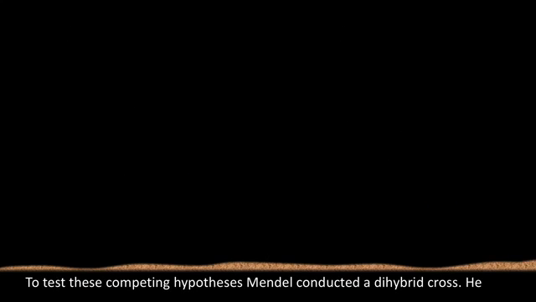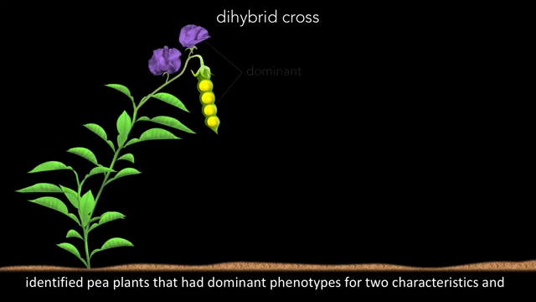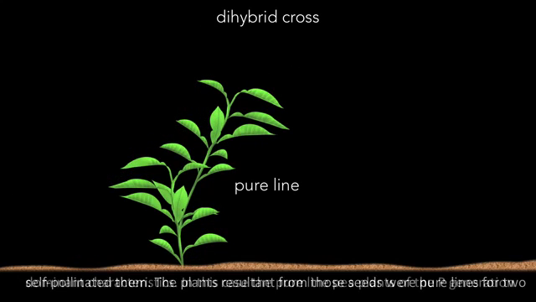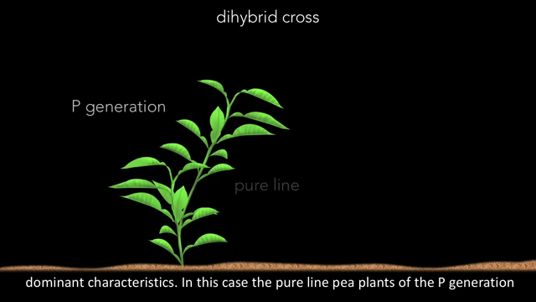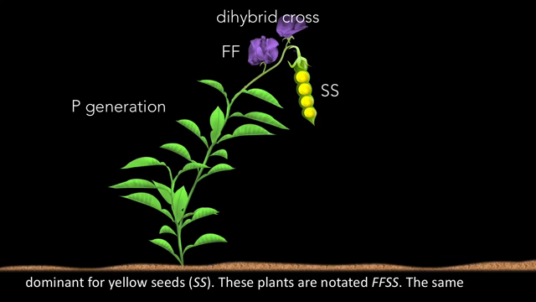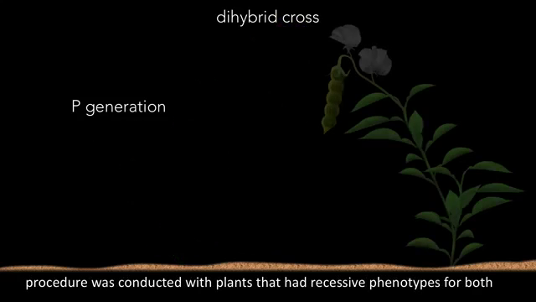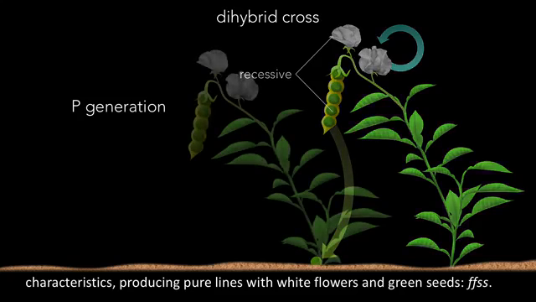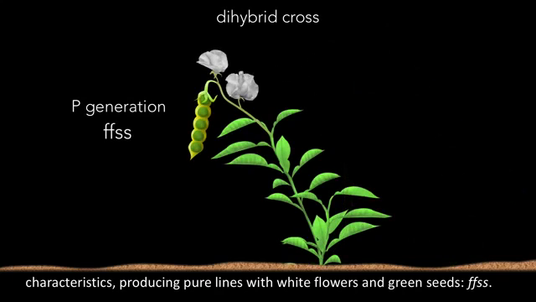To test these competing hypotheses, Mendel conducted a dihybrid cross. He identified pea plants that had dominant phenotypes for two characteristics and self-pollinated them. The plants resultant from those seeds were pure lines for two dominant characteristics. In this case, the pure line pea plants for the P generation would be homozygous dominant for purple flowers and homozygous dominant for yellow seeds. These plants are notated as big F, big F, big S, big S. The same procedure was conducted with plants that had the recessive phenotypes for both characteristics, producing pure lines with white flowers and green seeds, little f, little f, little s, little s.